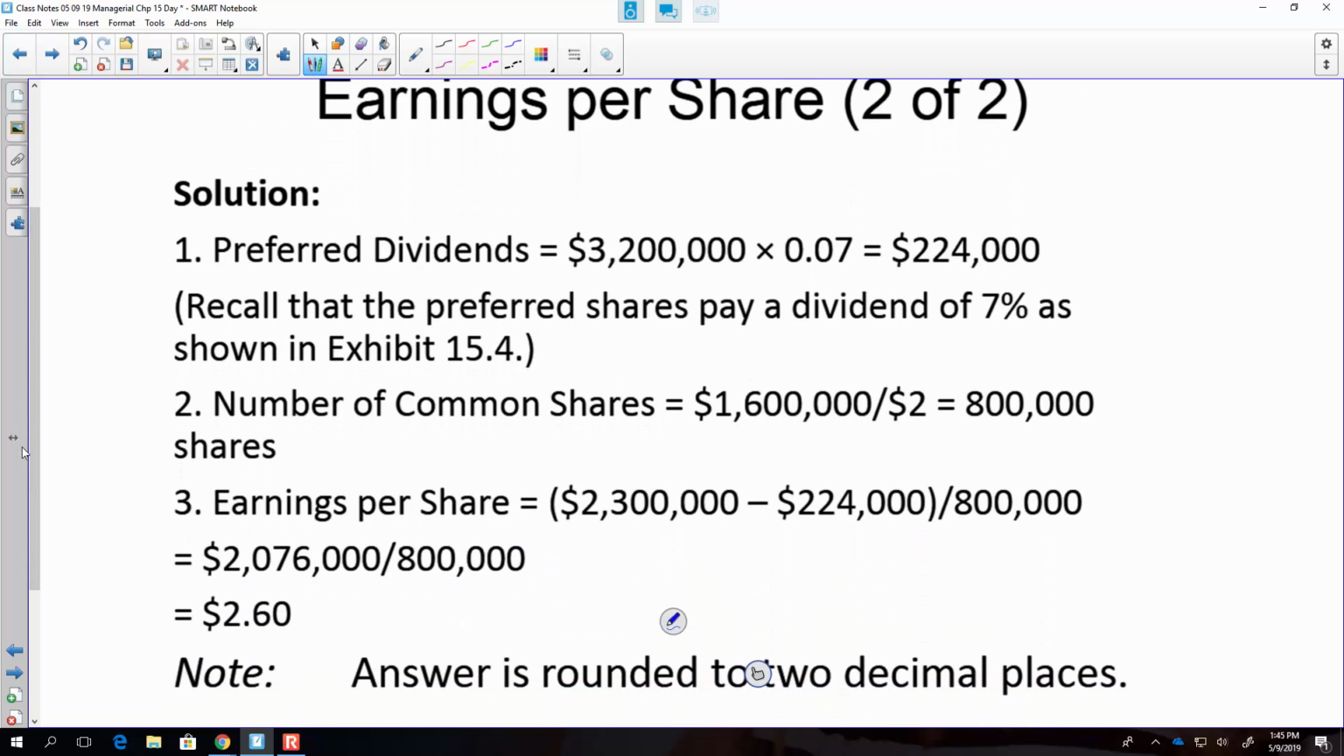So here we have, again, our 224,000 preferred dividends coming off of our net income. We've got a par value for common shares of $2, which is divided into the common shares amount, which is 1.6 million. That means we have 800,000 shares outstanding. And that's what our denominator is, 800,000, which is divided into our net income once we subtract the preferred dividends. So the answer, 2.6.